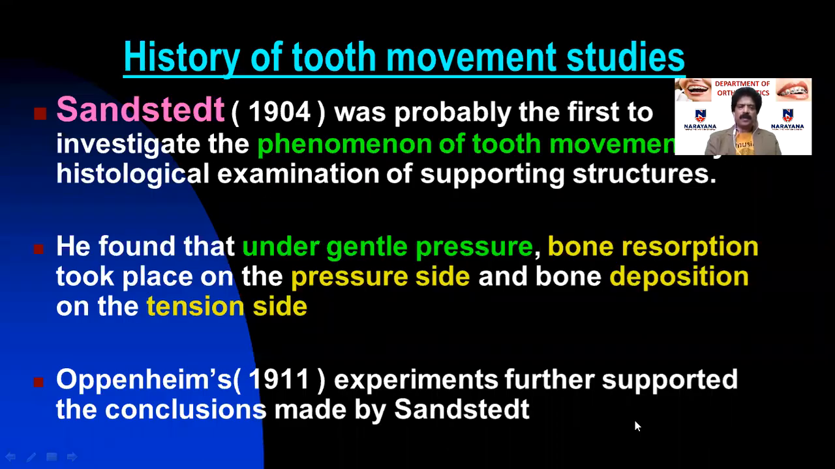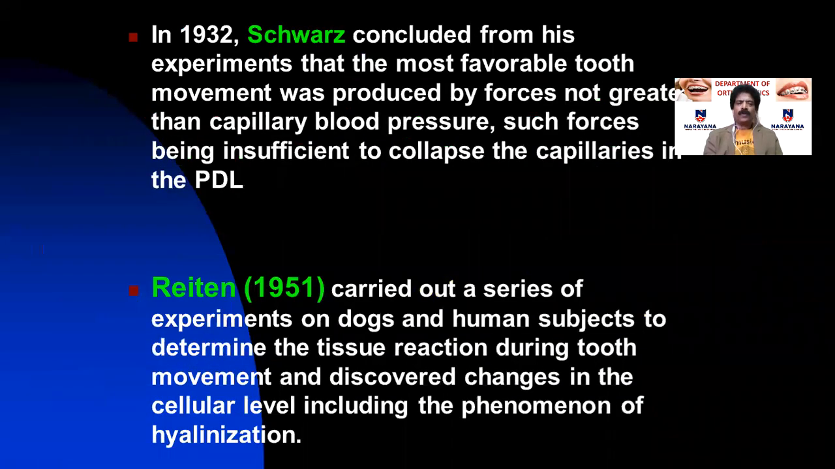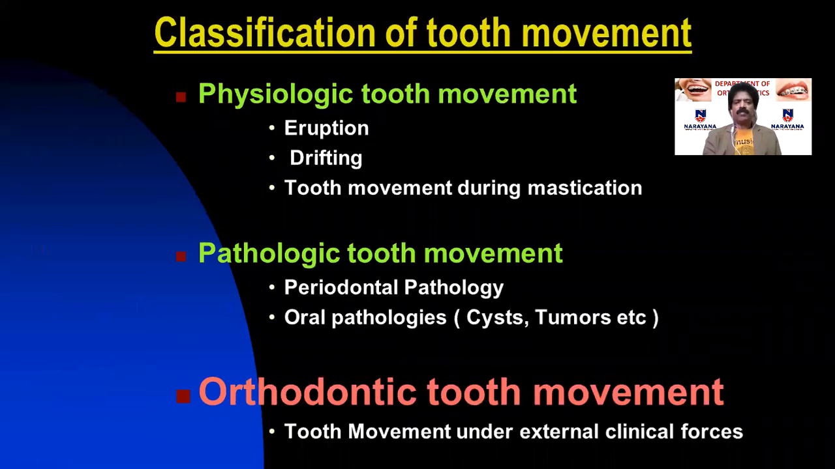So a little bit about the history, not much, you don't require much. Sandstedt is supposed to be the father of the biology of tooth movement. So Oppenheim, Schwarz and Reitan, these are all the pioneers in the biology of tooth movement. So this is very important. This is also the classification of your tooth movement.